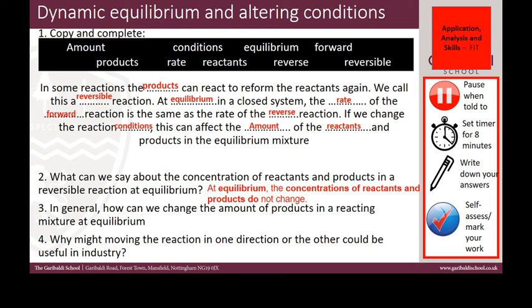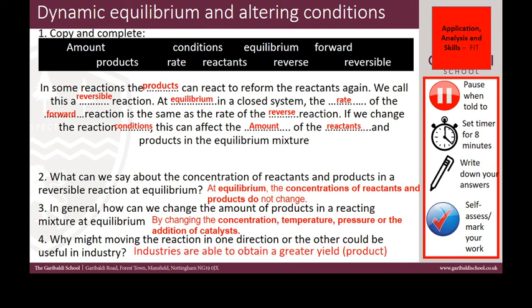They do not change. But if we wanted to change them, in general, how can we change the amount of products in a reactant mixture at equilibrium? You now know this by changing the concentration, temperature, pressure, or the addition of a catalyst. So you want to change the conditions during the experiment. And why might moving the reaction in one direction or the other be useful in industry? So, because industries are able to obtain a greater yield, a larger amount of products, and become more economical, or plain and simply make more money.